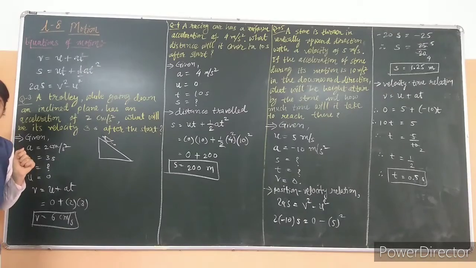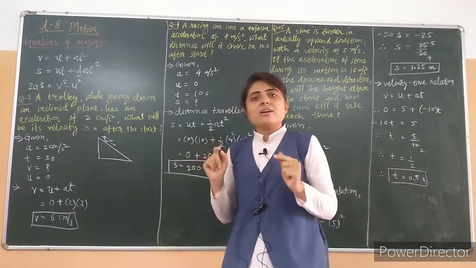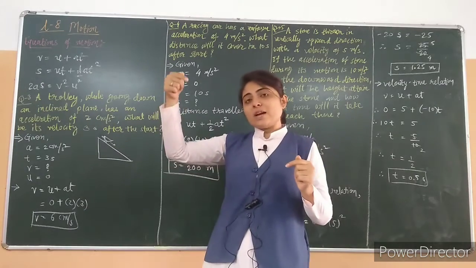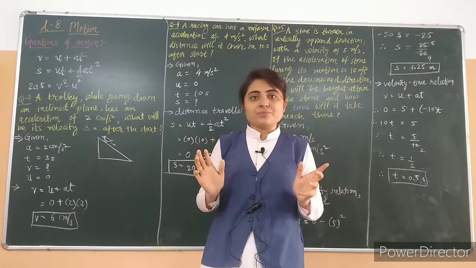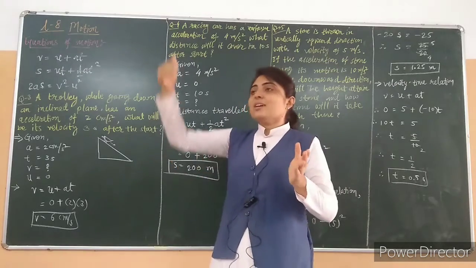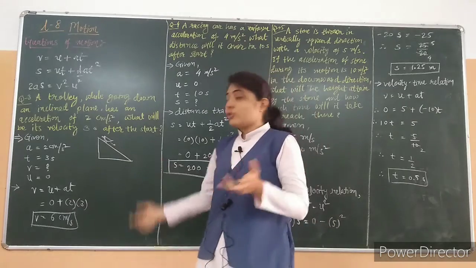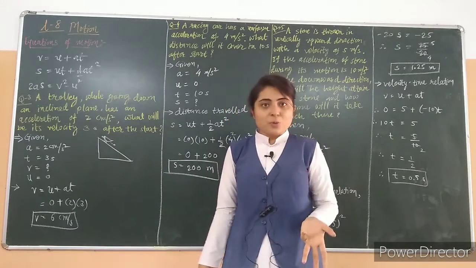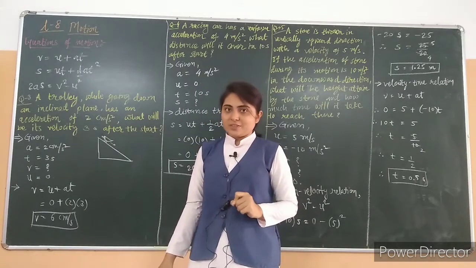Will it be positive or negative? So then, give the answer. While the trolley is going down, its velocity will increase or decrease? Yes, while going down, the velocity increases. So for the increase of velocity, acceleration is positive. So a will be plus 2 cm per second square.